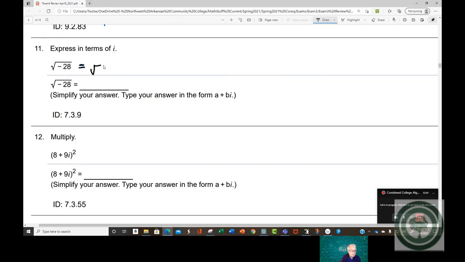You have a negative underneath a square root. That means you have been drop-kicked, kaboom, into the complex number system. Negative 1. Actually, I skipped a step, which probably by now is okay, but might not be.